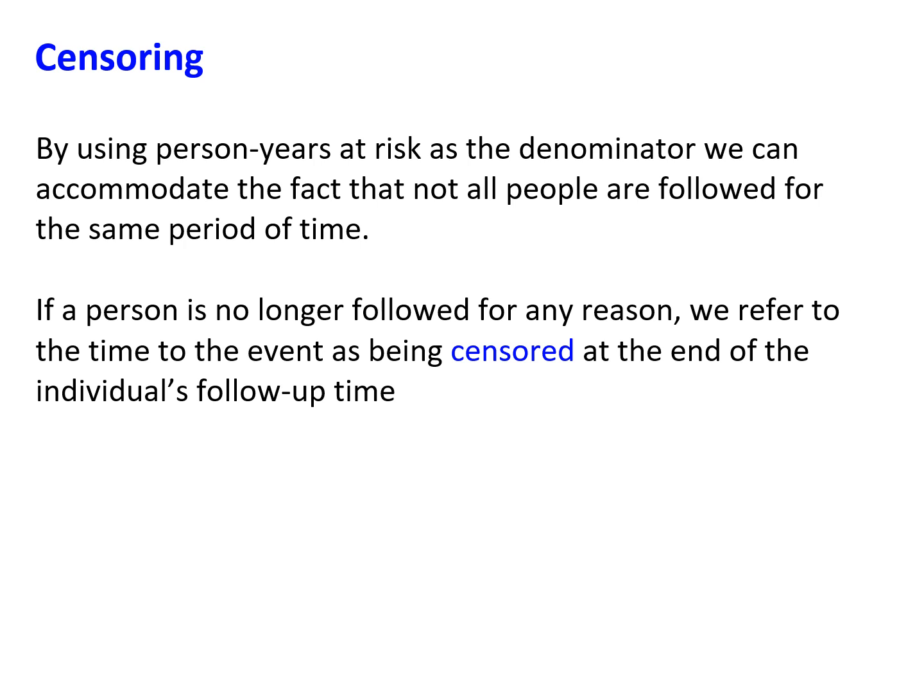So, censoring. By using person years at risk as a denominator, as we do in a rate, we can accommodate the fact that not all people are followed for the same period of time. If a person is no longer followed for any reason, we refer to the time to the event as being censored at the end of the individual's follow-up time.